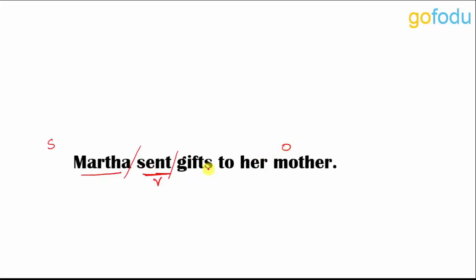But see, Martha sent gifts. Gifts is actually what she sent. So first of all, what is a subject? It answers the question who? Who did this action? Who sent? That's Martha. And the object is the word or the group of words which answers the question what? What was sent? Gifts were sent. Now, to her mother is also a part of the object, but it doesn't answer the question what. Which question does it answer? It answers whom. To whom were the gifts sent? That was to her mother.